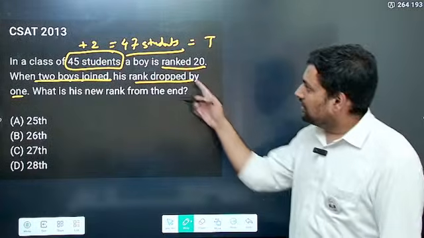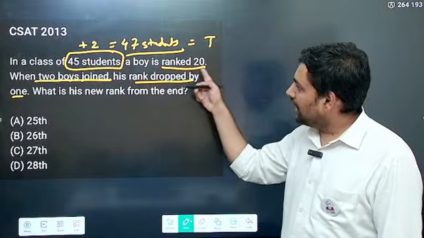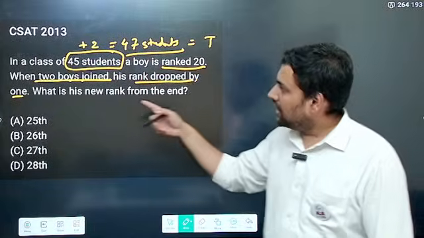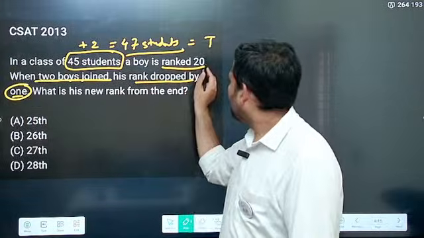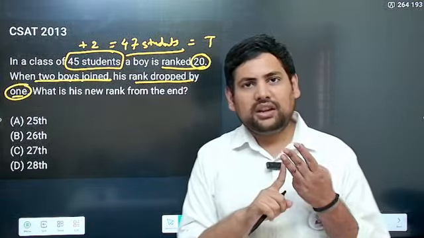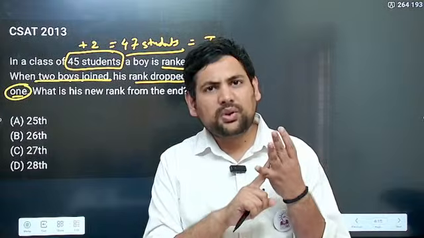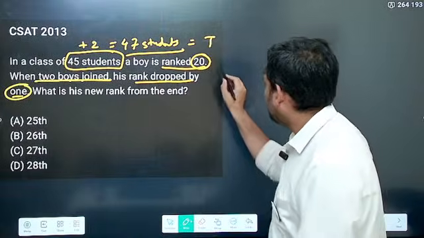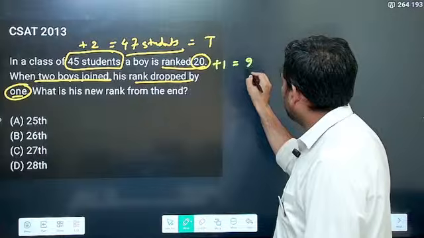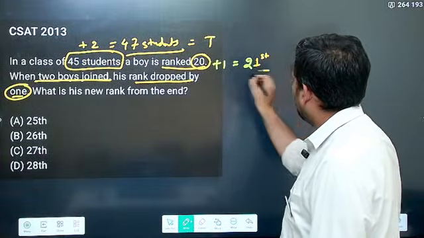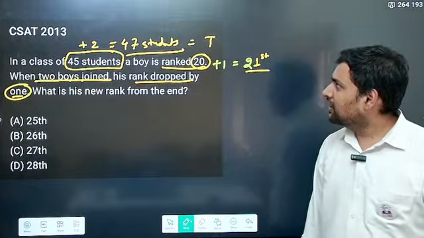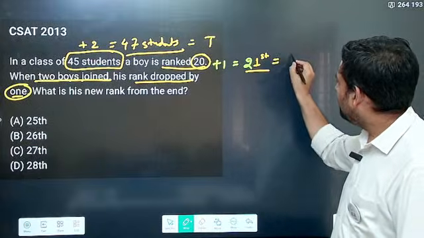Now the boy was ranked 20 initially, but after two more boys joined, his rank dropped by 1. Now somebody who was ranked third, if his rank dropped by 1, he will become fourth. You just add 1, correct? So here also in 20 you add 1. So now he becomes 21st. Now he becomes 21st rank. So you have this rank from the top.